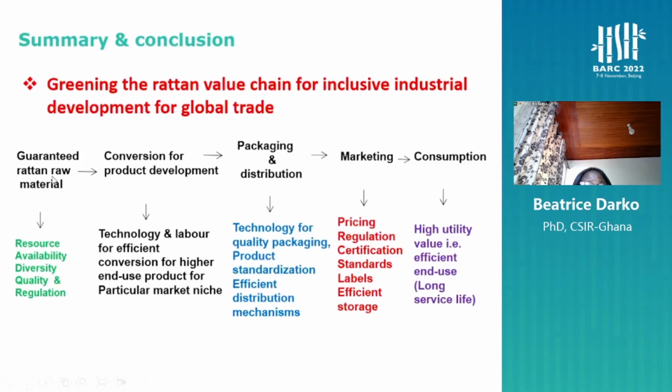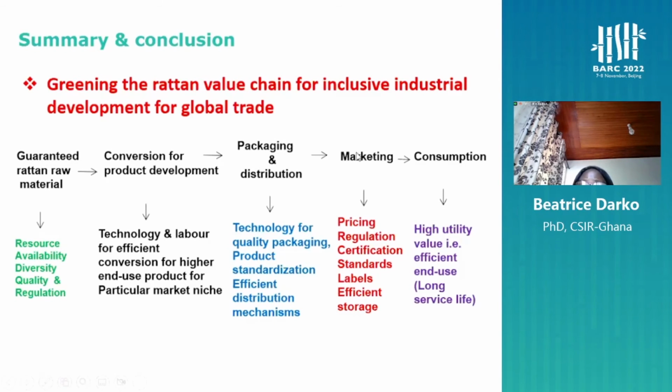We need a guaranteed raw material. In that, we need resource availability, diversity, quality, and we need to regulate how we access our resources, whether from the natural stand or through plantations. In converting that for product development, we need technology and labor for efficient conversion for higher end use products for particular market niches. When we have the product, we need suitable packaging and distribution systems. So technology for quality packaging, product standardization, and efficient distribution mechanisms that will minimize waste in any way.